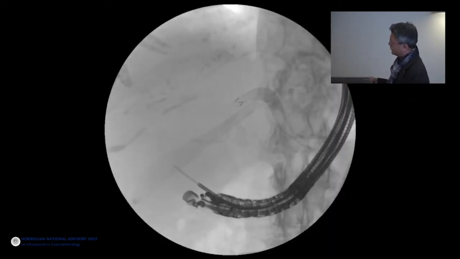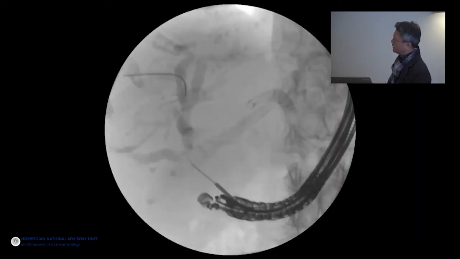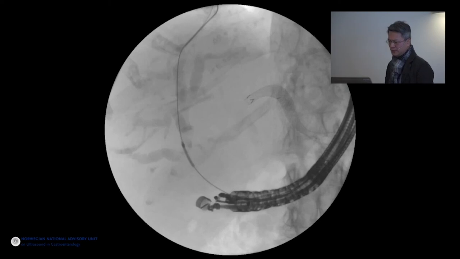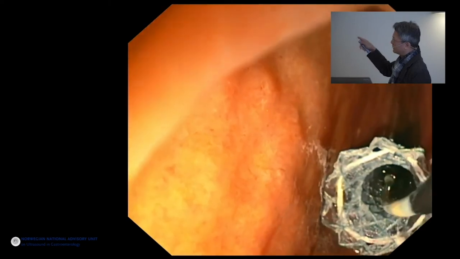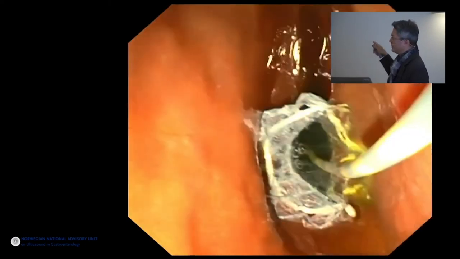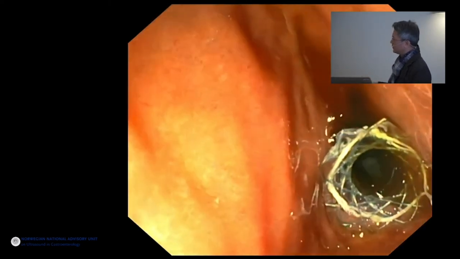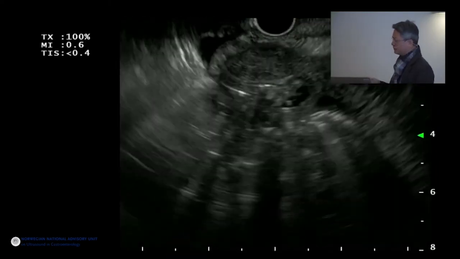This is the first time we describe that we go from the duodenum, we puncture the right liver, and then you place a guide wire, and in the same fashion you dilate, and then you place another stent. This is probably the first case in the world where we describe that it's possible to drain both the left and the right side of the liver in one and the same procedure. So this procedure is called EUS-guided hepaticoduodenostomy.